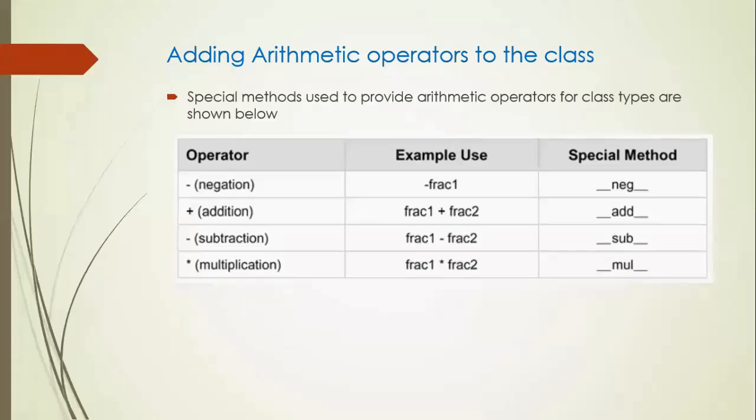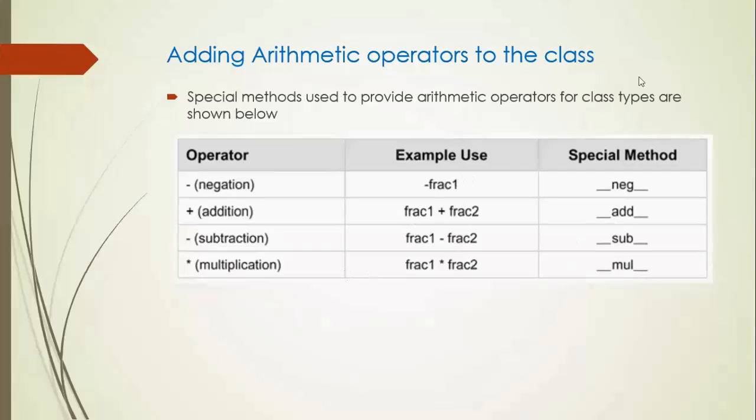We will discuss adding arithmetic operators on a class. There are some special methods in the Python programming language that provide arithmetic operations for class types. So like this, all these operations are performed on an object, on a single object or on multiple objects.